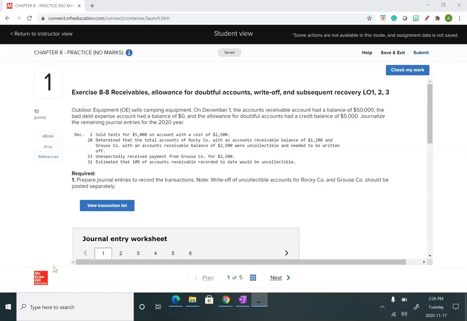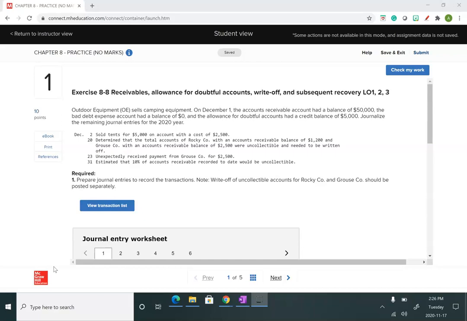In exercise 8-8, we're going to learn how to go past just posting accounts receivable from selling an item and then collecting it. We're going to look at what happens when a customer defaults on their payment, and then how we reinstate them when they surprise us and all of a sudden pay, and then also how to record bad debt expense. And in this case, we're going to use the accounts receivable method.